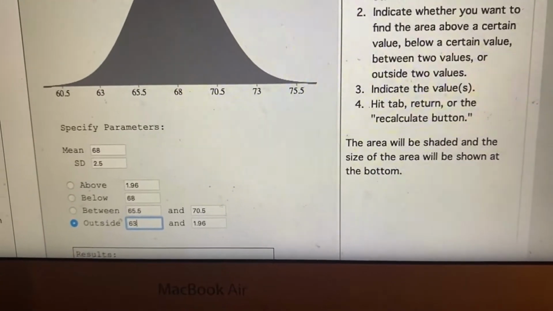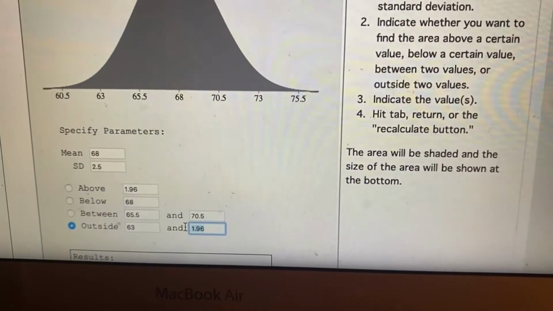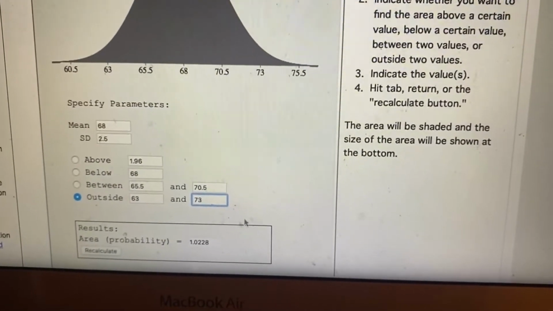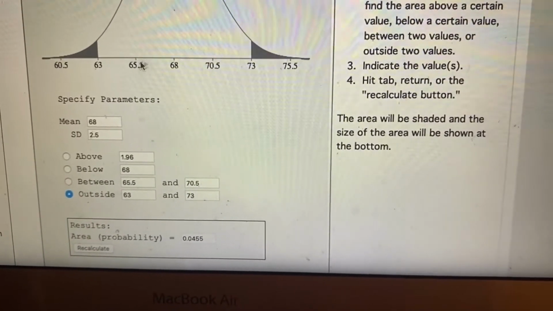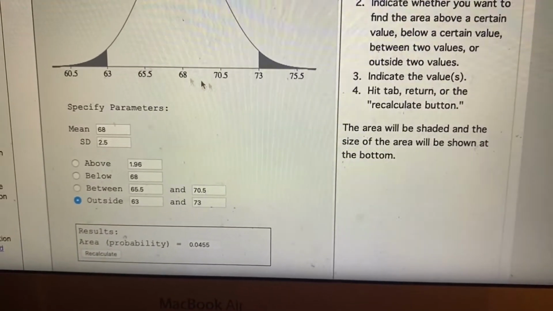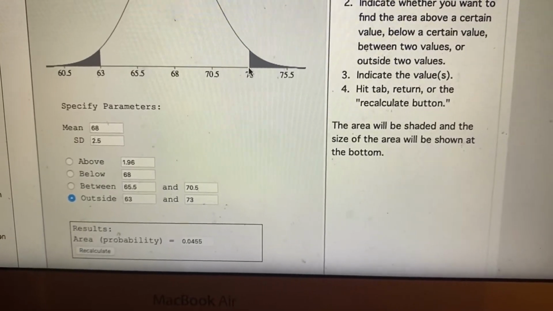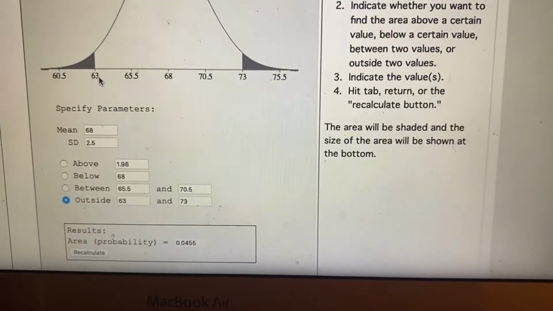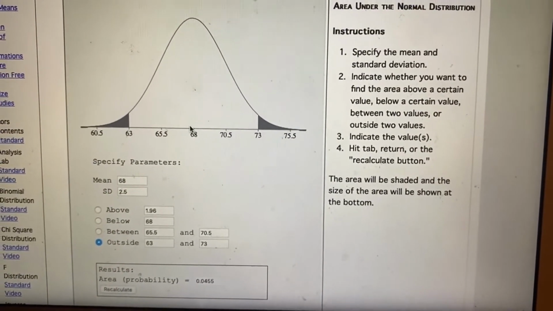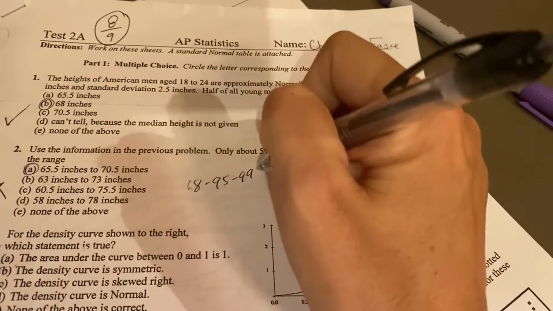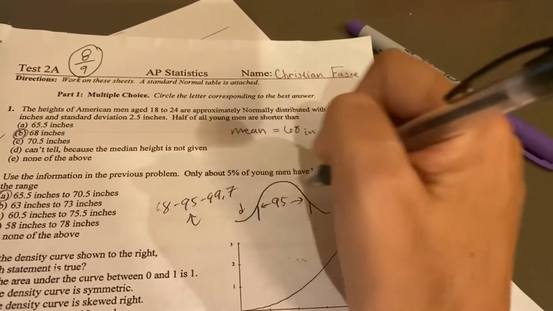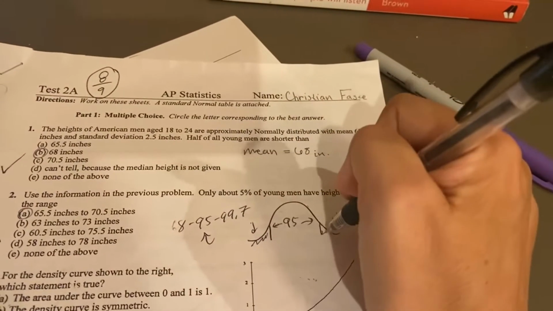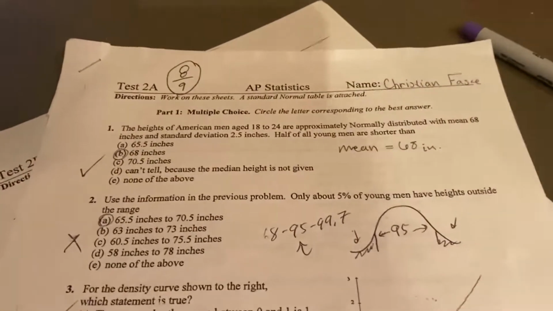Let's look at B. It says outside the range 63 to 73. If I hit calculate, notice it does say 5%. So outside 63 and outside 73 is left over. Now, if we look at this, it's like our flip book. Notice that's 2 standard deviations to the left and 2 standard deviations to the right. That's why it's called the 68, 95, 99.7 rule. 95 is between here, which means the leftover on the outside, if I added these two together, would be 5%. I don't really need the calculator, but again, the calculator illustrates that.